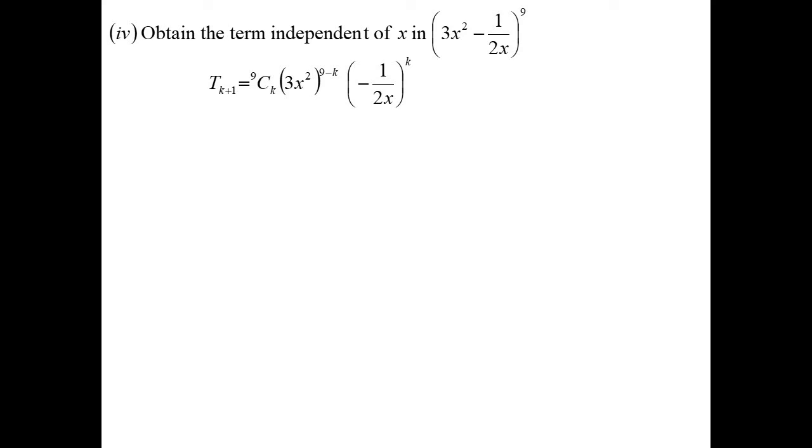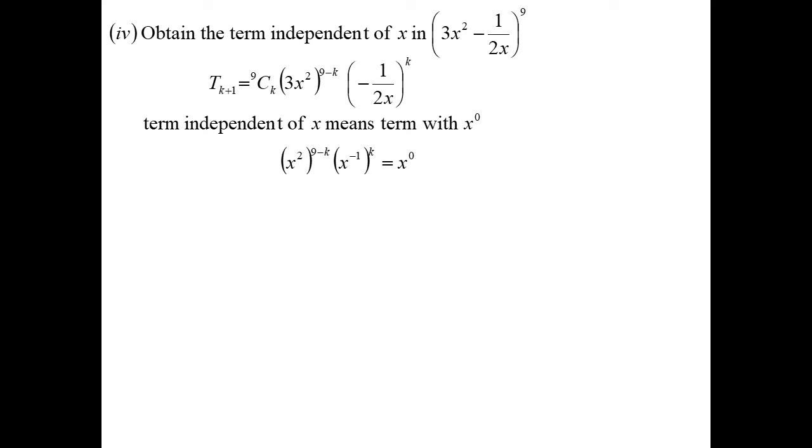Now, independent of x means there's no x. Therefore, the power of x must be 0. So I'm not worried about the coefficients at this stage. I just want to work out what k would be to give me a power of 0. So just looking at the x's, I'd have x squared to the power of 9 minus k. X to the negative 1 would be to the power of k. So that ends up meaning k must be 6.